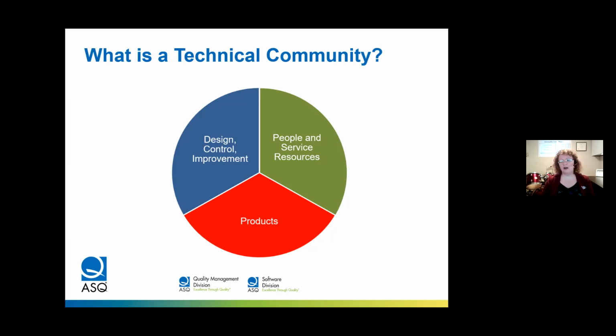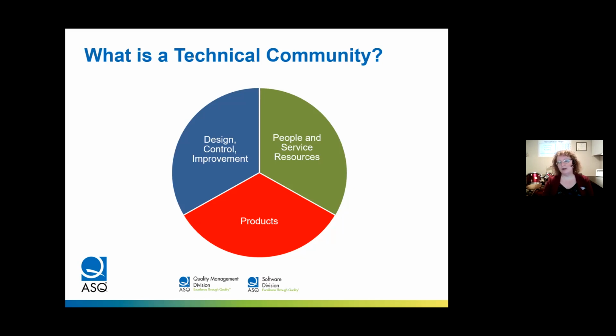So the bodies of knowledge for the technical communities are both short and long-term approaches to the quality profession. The segments are the threads that tie them all together. All right. Then when we talk about the ASQ forums or divisions, there are all kinds of different topics that they'll include.